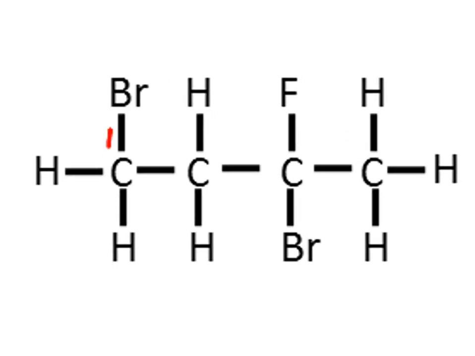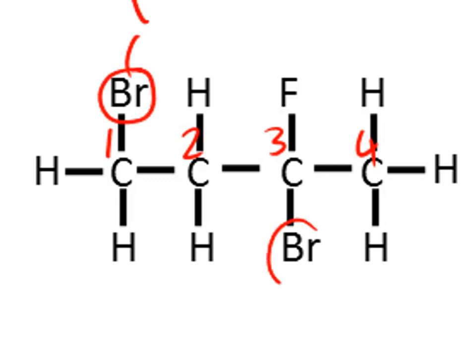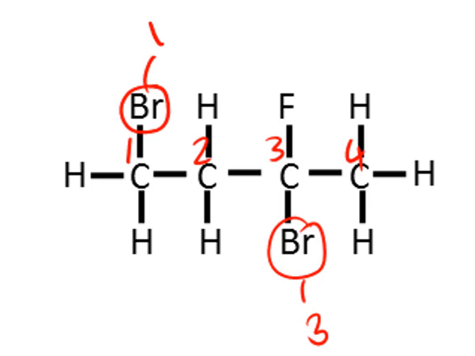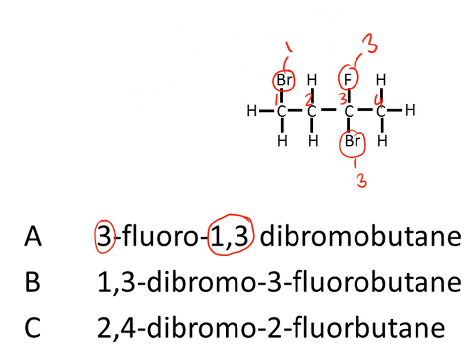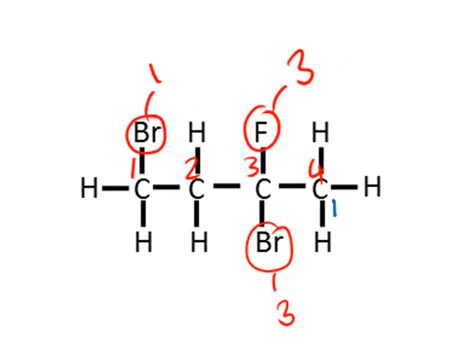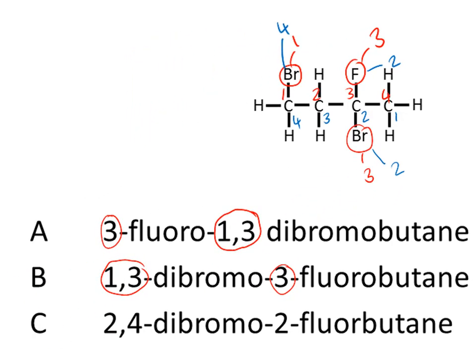So we could number 1 there, 2, 3, 4, in which case this bromo is number 1, this bromo is number 3, and this fluoro also 3, which fits with option A as well as with option B. Another possibility is we start from this end on the right, 1, 2, 3, 4, in which case this bromo would be 2, this fluoro would be 2, and this bromo would be 4, which goes with option C, 2, 4, dibromo, 2, fluoro. So which of those is correct?